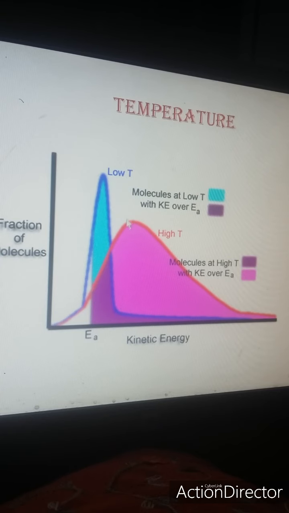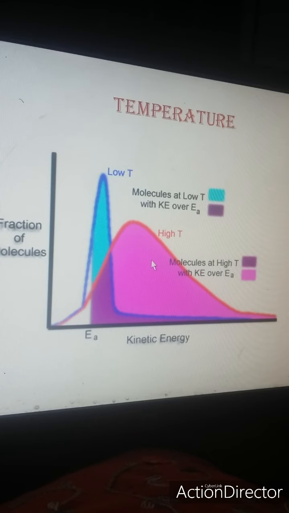When we take this graph for the higher temperature, this is the activation energy. The fraction of molecules having energy greater than the activation energy will be this onwards. All these molecules have energy greater than the activation energy. But at a lower temperature, the fraction of molecules having energy greater than the activation energy is only this much, this purple area which you are able to see.